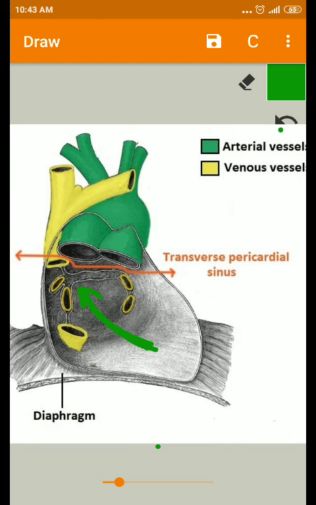During surgery, they identify this sinus as a landmark, and anterior to this sinus they will ligate these arteries.